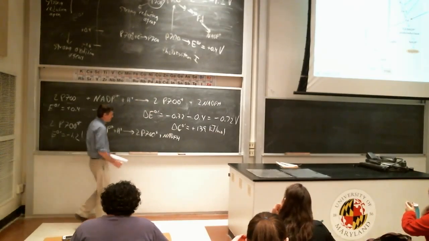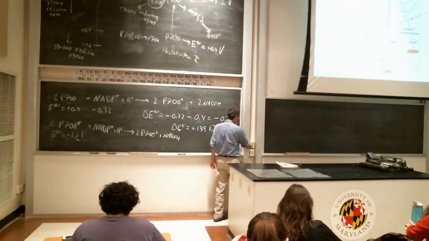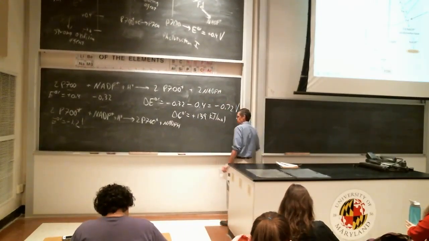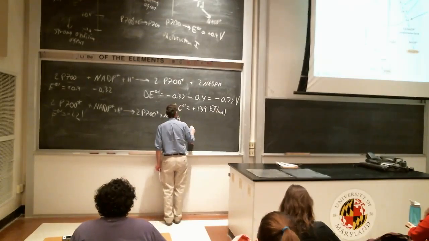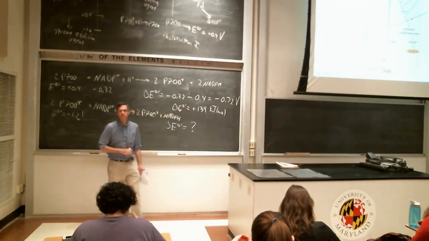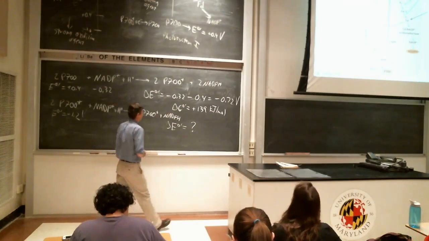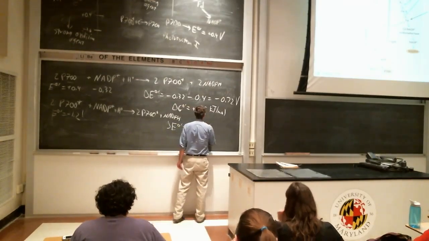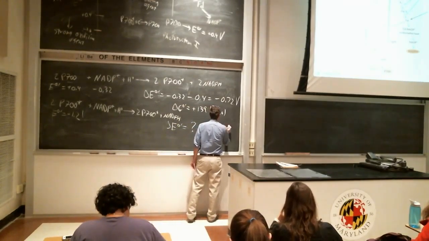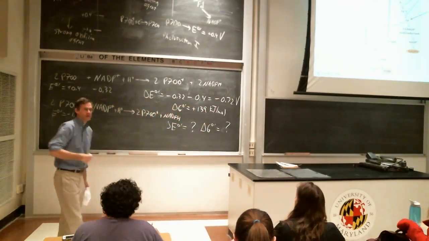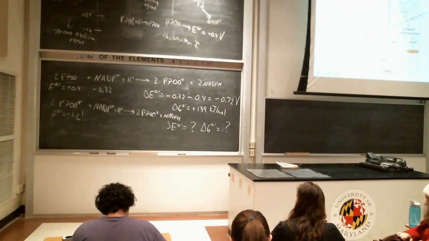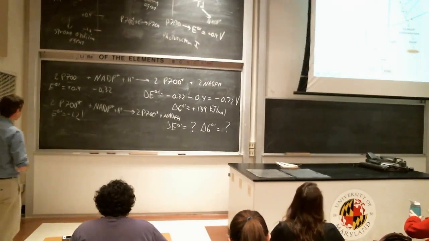And so you can calculate delta E for yourself at home, and then from that you can calculate what delta G is. And obviously delta E is going to be positive, and obviously delta G is going to be a large negative number. So it's actually very large.